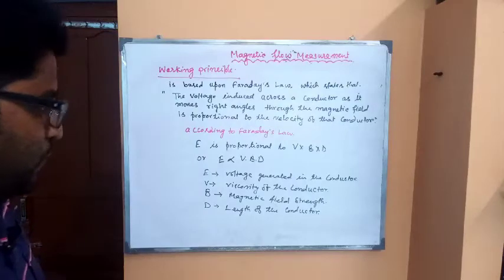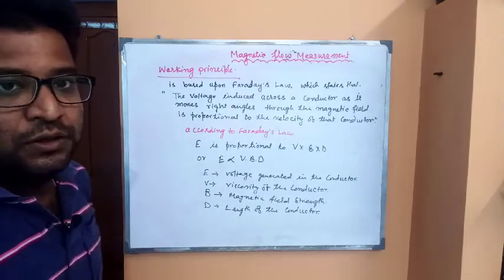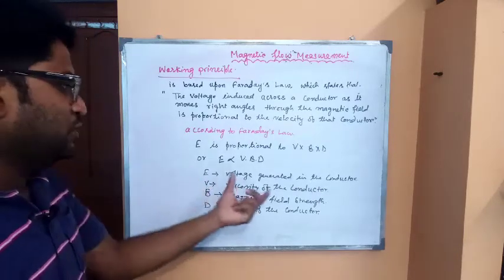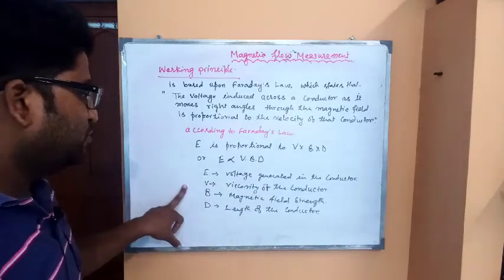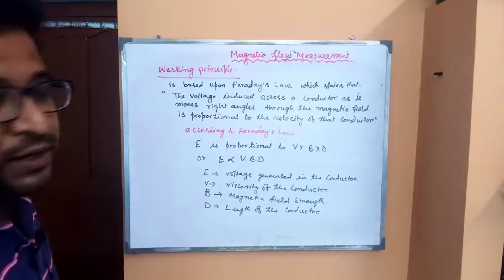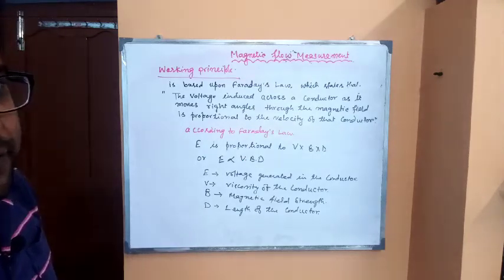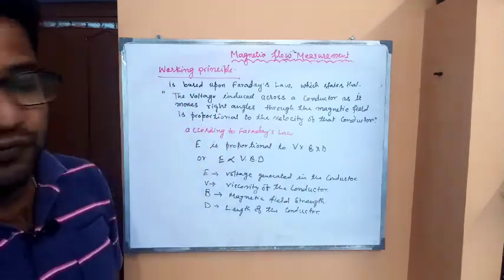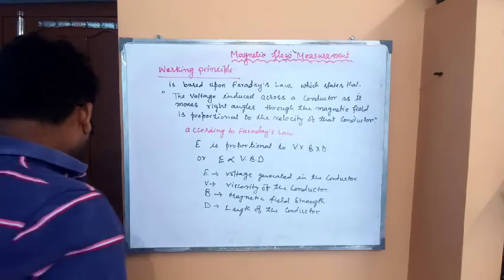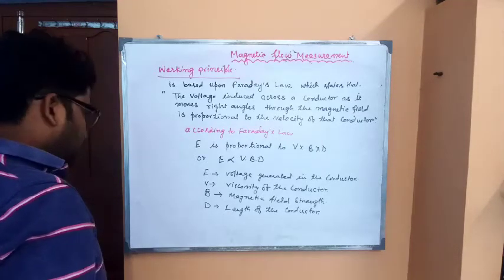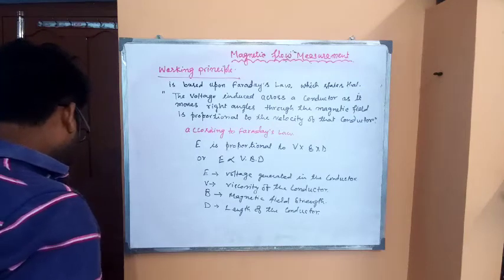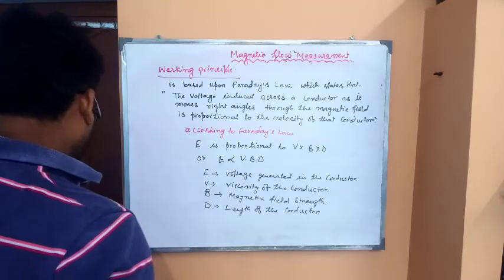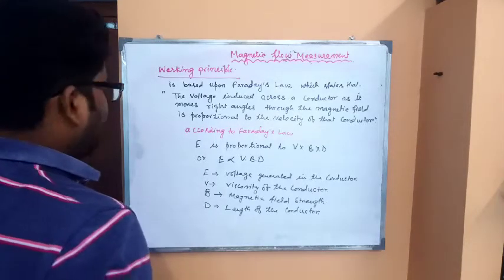If we compare these parameters with the flow of a fluid or liquid, then E is the voltage generated in the fluid, V is the velocity of that fluid, B is the magnetic field strength, and D is the length of the conductor, or we can say the length of the pipeline through which the fluid flows. From this we can also say that an electromagnetic flow meter uses Faraday's law of electromagnetic induction to determine the flow of liquid in a pipe.